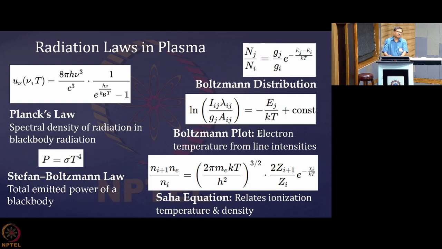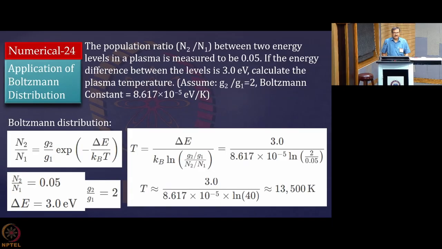When it is a black body, it should emit like this. Then level population should occur like this, by the Boltzmann distribution. As a corollary of that, we get the Boltzmann plot equation, which allows us to determine the temperature from line intensities using a linear plot. Then the Saha ionization equation gives us the equilibrium population, and the total emitted power from a black body can be estimated using the Stefan-Boltzmann law. So this is the way we can visualize the radiation behavior from a plasma.